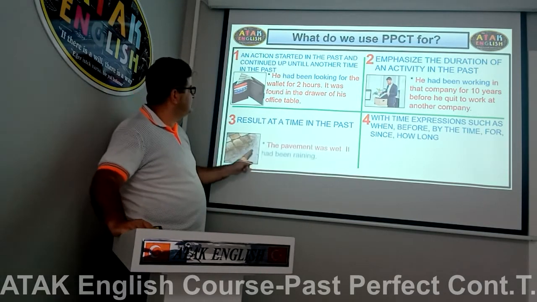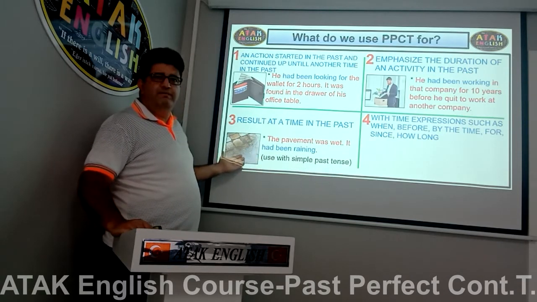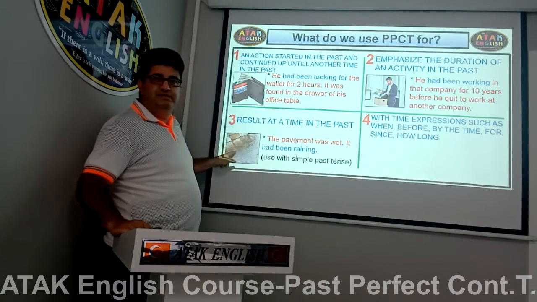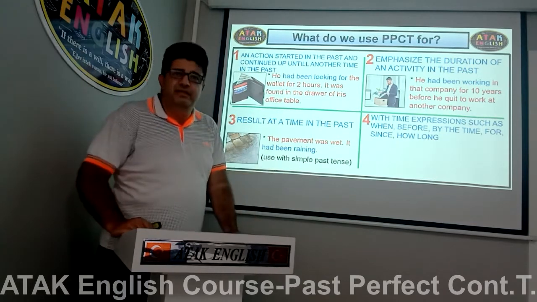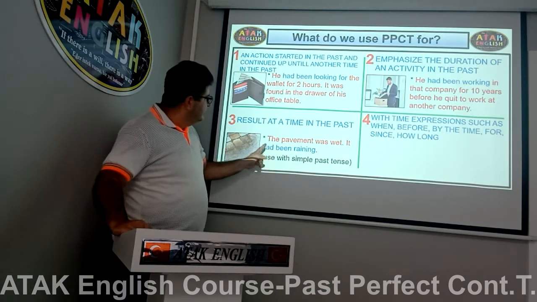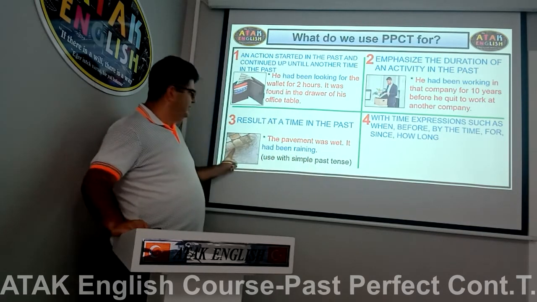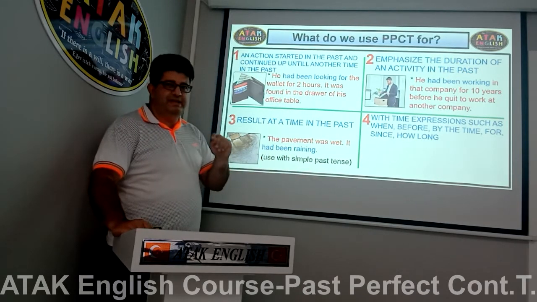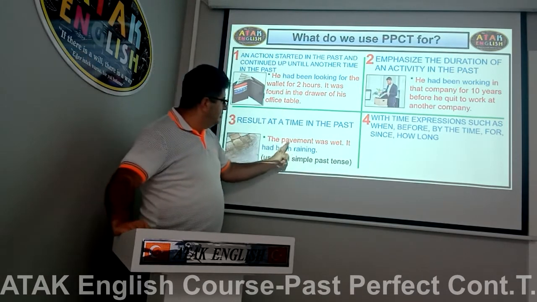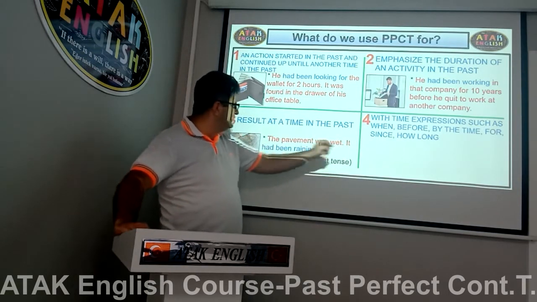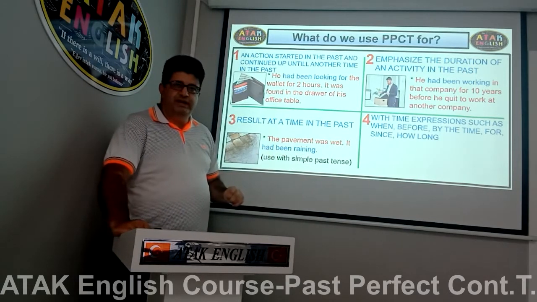Number 3, result at a time in the past. Okay, I'm walking in the street. I'm seeing the pavements are wet, but I also see that it's not raining. Let's see our example. The pavement was wet, as we can see in the image. It had been raining. Again, there are 2 sentences here. The pavement was wet, full stop. The second sentence, it had been raining.